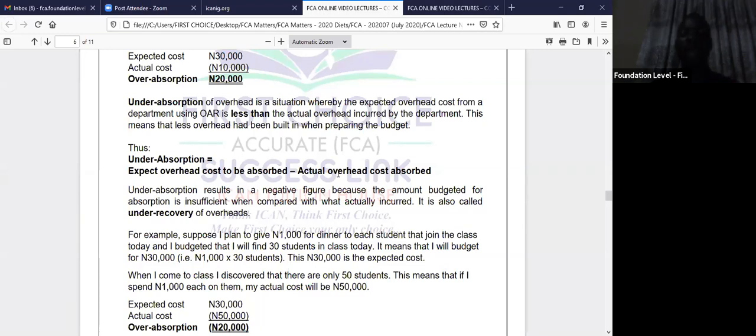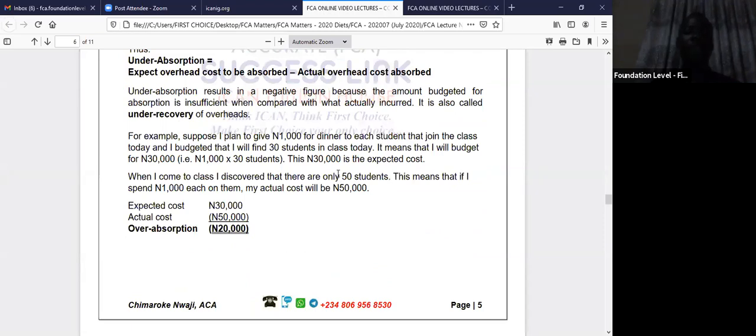So instead of bringing back change, you are even owing people that, okay, I will pay you 2,000 later, or you borrow the 2,000 to pay. So you see, it results in a negative figure. It means also that you under budgeted. You took something that is not up to what is in the market. Under budget, under recovery, under absorption.